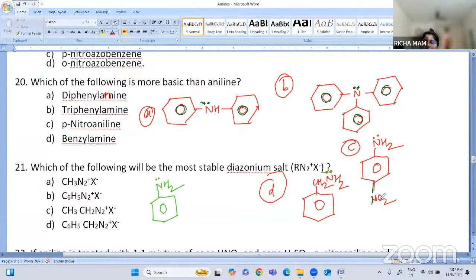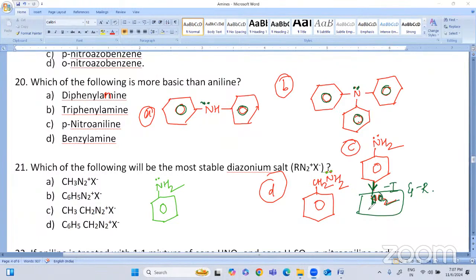Then here, what will happen? Nitro group. What is the role of a nitro group? Nitro is an electron withdrawing group. So it will tend to pull the electron towards itself, due to the minus I effect and also the minus R effect. Now here, in benzylamine, what is happening?